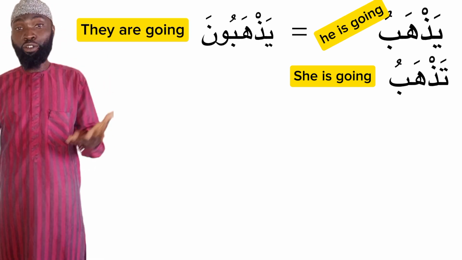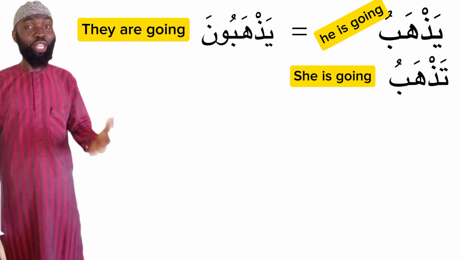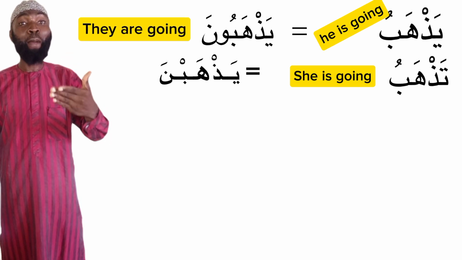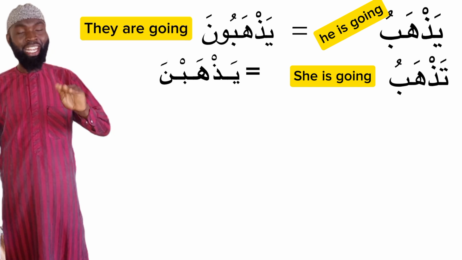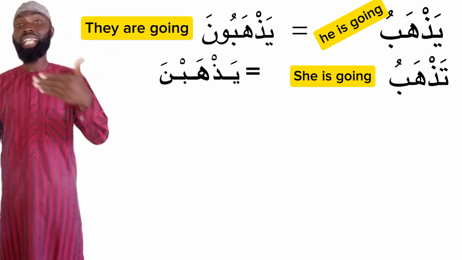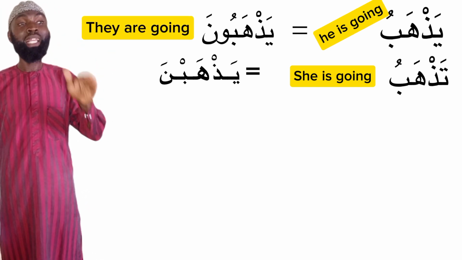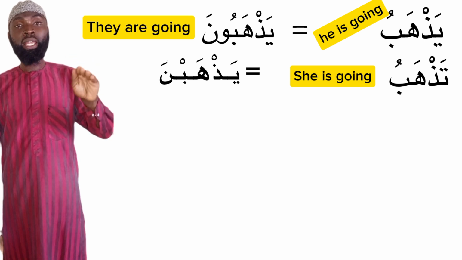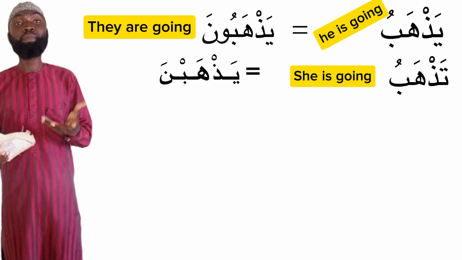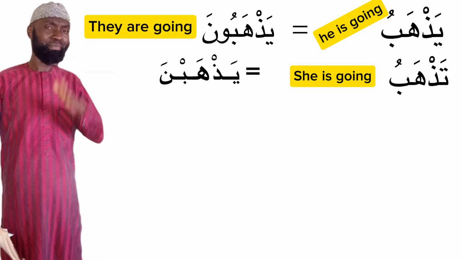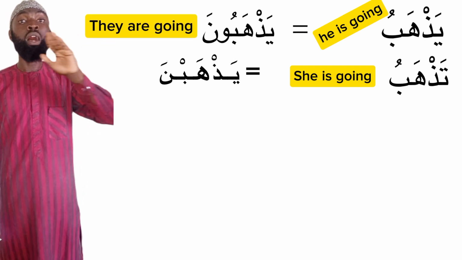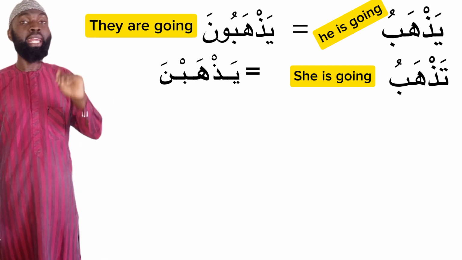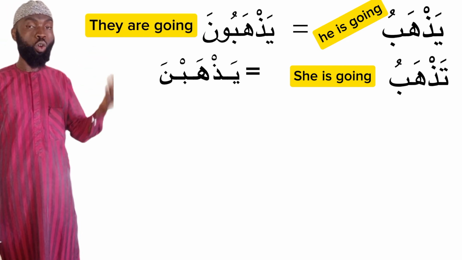If you have many females and you want to say they are going, you say yadhhabna. Note the difference. The first one is yadhhabu, he is going. Yadhhabuna, they males are going. For the female it is tadhhabu, she is going. For the females, when they are many, it becomes yadhhabna. The difference between yadhhabna and yadhhabuna: yadhhabuna, all the males are going. Yadhhabna, all the females are going.